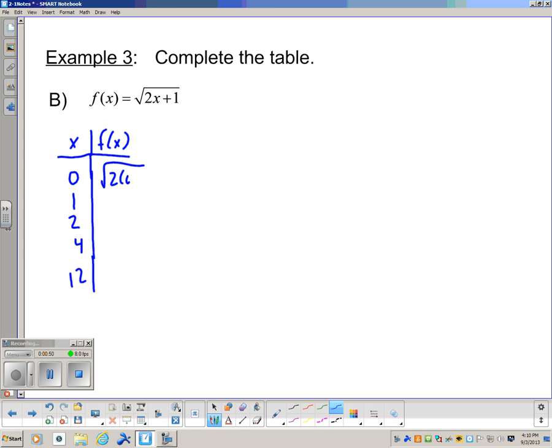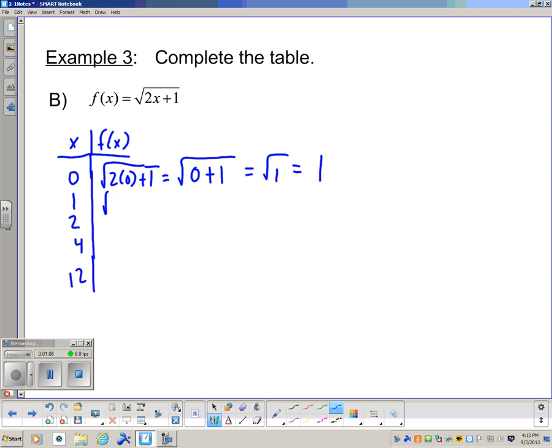So 2 times 0 plus 1. So I'm going to take care of what's underneath the square root. So do the math underneath the square root. So 2 times 0 there is 0 plus 1, and 0 plus 1 there is 1, and then last I'm going to take the square root of 1, which gives me a value of 1.